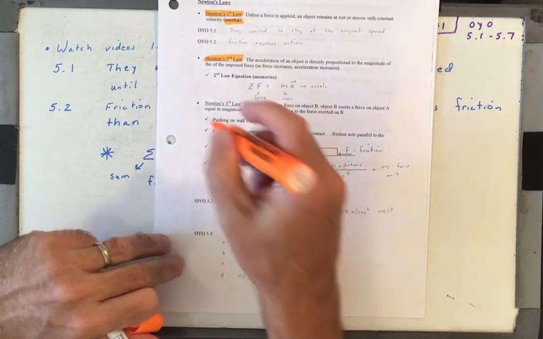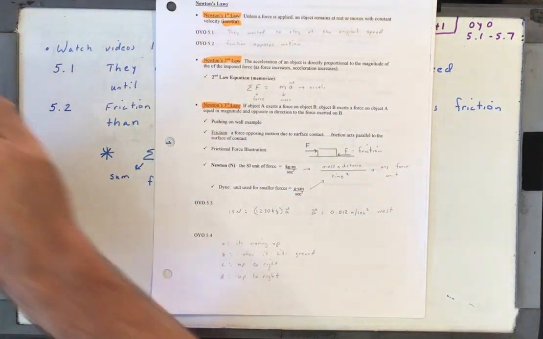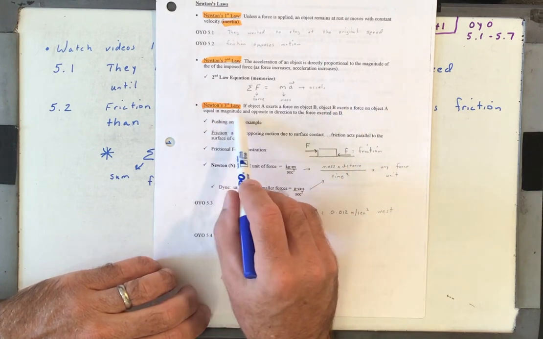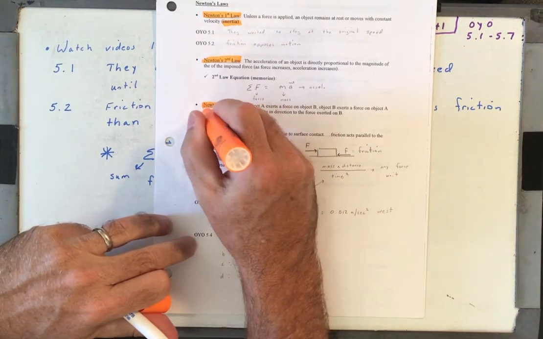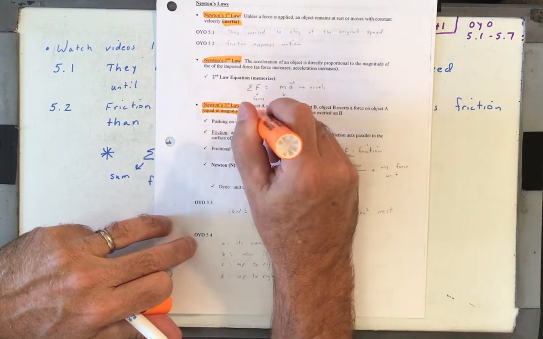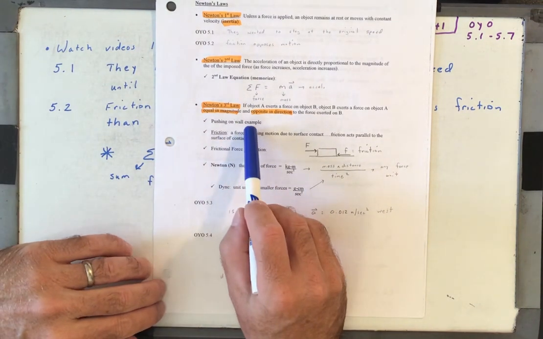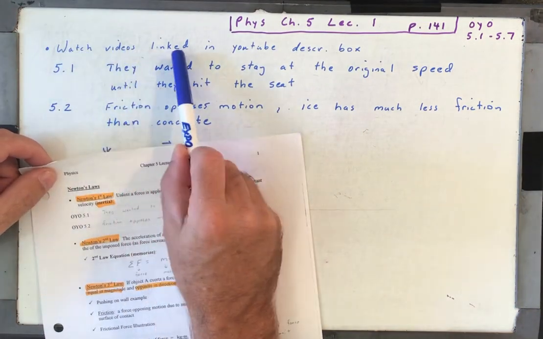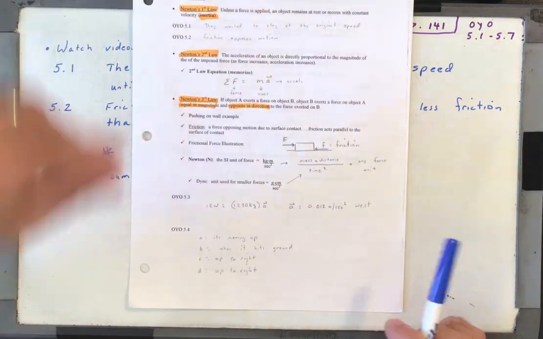Newton's third law is: if object A exerts a force on object B, then object B exerts a force on object A, equal in magnitude and opposite in direction to the force exerted on B. So equal in magnitude, opposite in direction. All right, so if we were doing this class in person, I would do some examples there, such as pushing on a wall. Instead, I'm just going to link some videos in the description box, so make sure you watch those videos that I find that just give a summary of Newton's three laws.